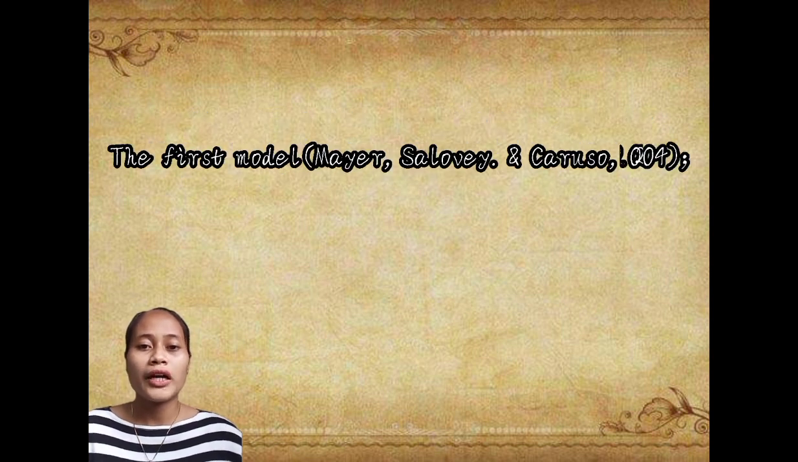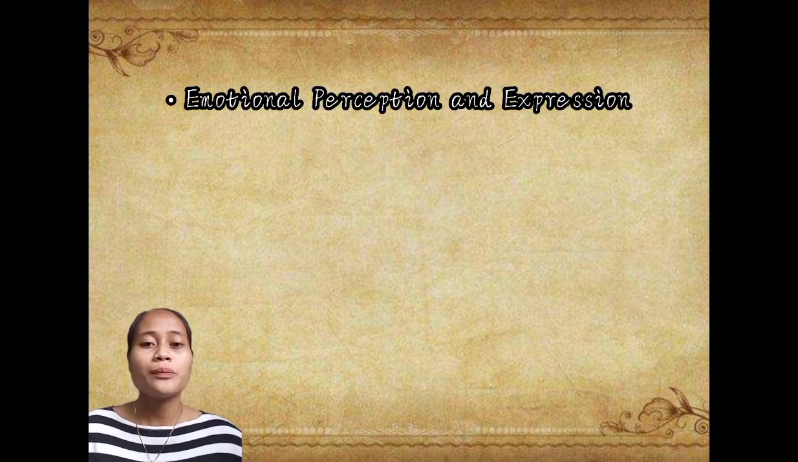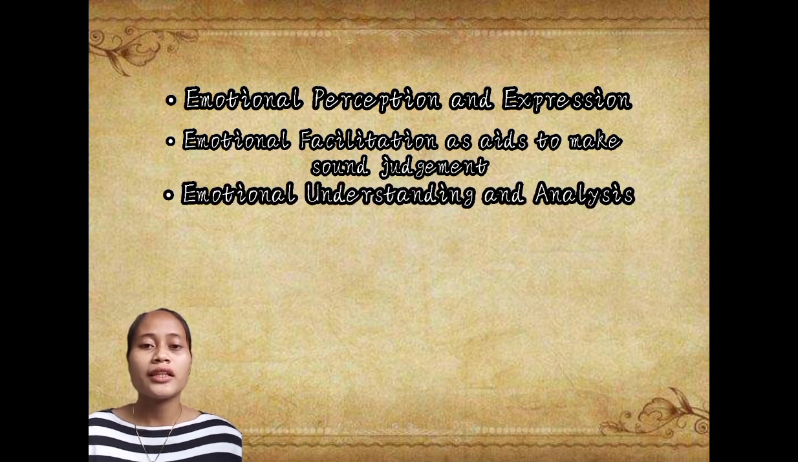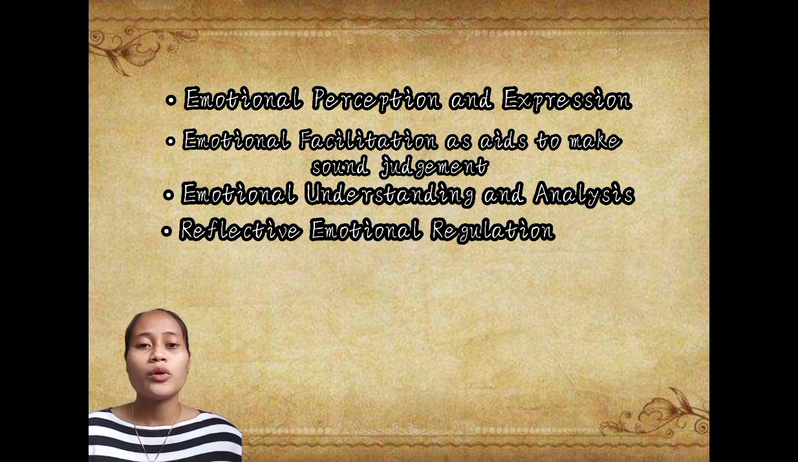Emotional intelligence with its specific components has been outlined by 3 models to explain its importance. The first model by Mayer, Salovey, and Caruso in 2004: emotional perception and expression. Ito yung ability natin to express emotions accurately and express needs. Emotional facilitation as an aid to make sound judgment. Ito yung ability natin to think and seek validity of truth based on one's emotions. Emotional understanding and analysis, yung ability to understand, and reflective emotional regulation, ability to manage emotions in oneself and others.